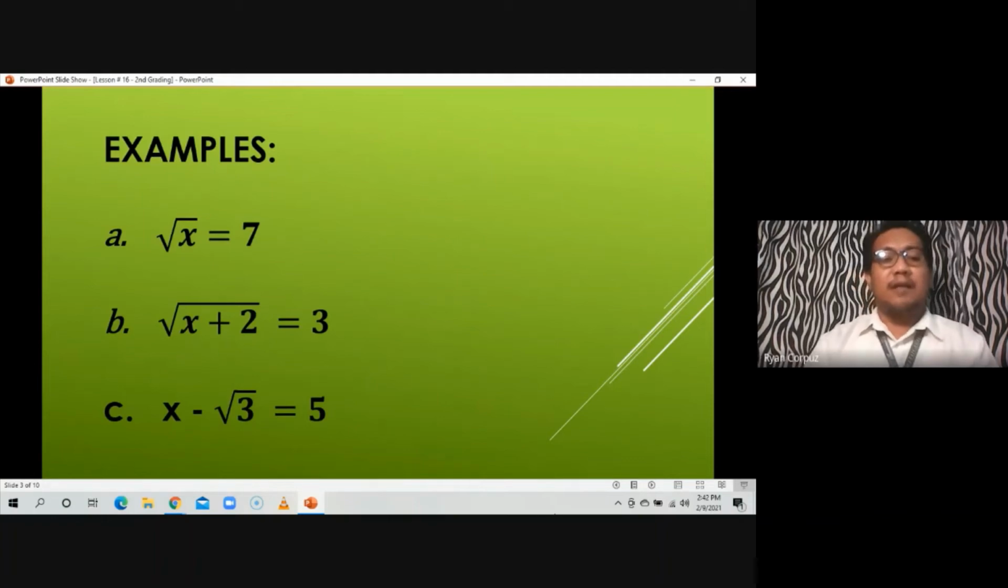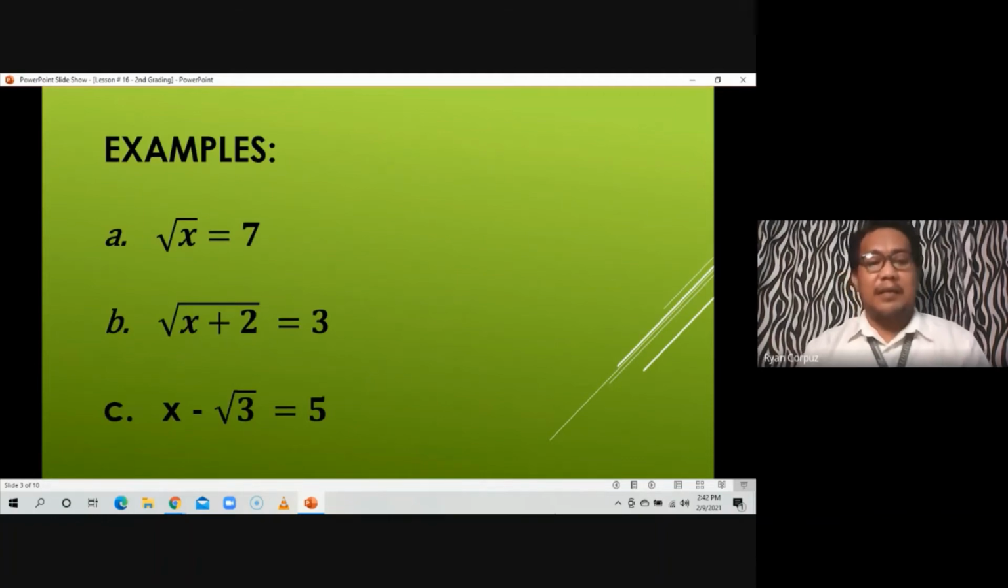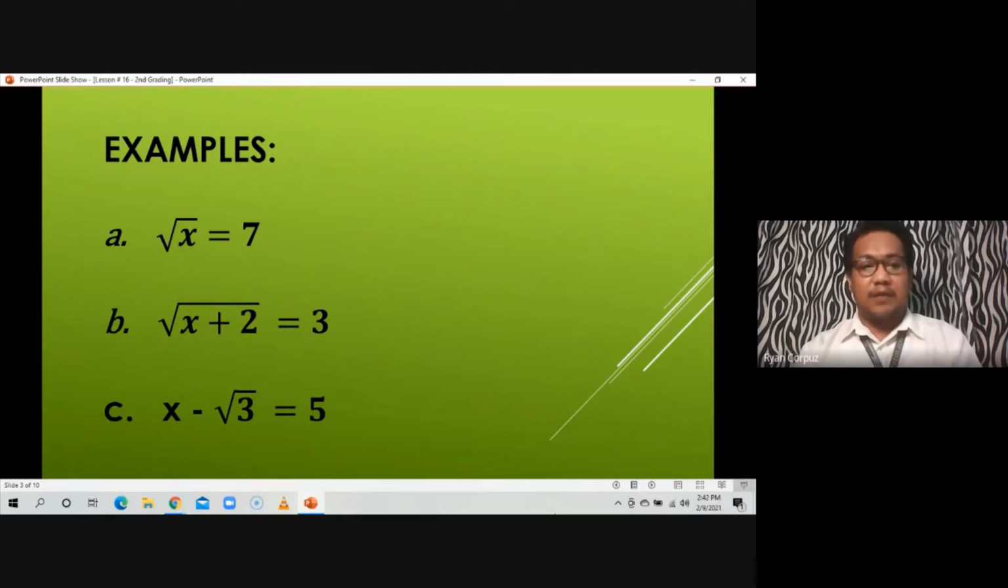We do have three examples here, examples A, B, and C. So let's identify if these three examples of equations involving radicals are considered radical equations.